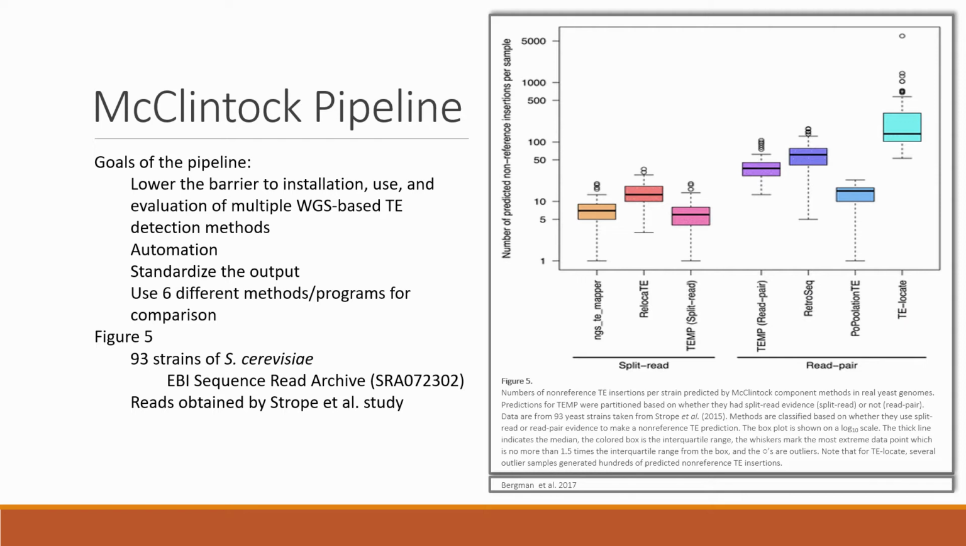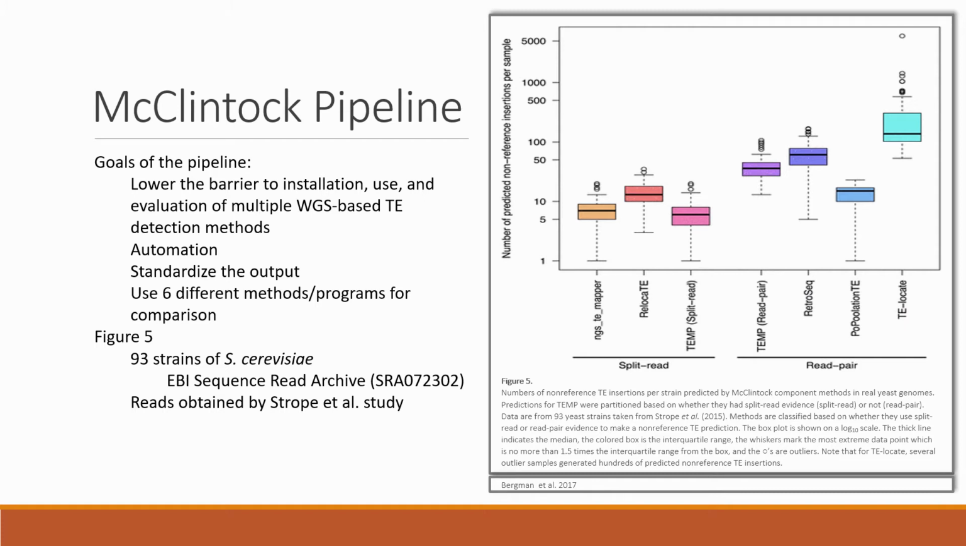The output file format chosen to standardize results for all component methods is a zero-based BED6 format because it allows easy integration with BEDTools and the UCSC genome browser. All things said, the pipeline will automate the use of 6 different programs used for transposable element detection, and it will output a result in a user-friendly manner. From the paper accompanying the pipeline documentation, I have chosen Figure 5 for reproduction. It's a box plot representing 93 strains of yeast run through the pipeline. The x-axis represents the programs and the y-axis represents the numbers of non-reference transposable element insertions per strain, and this is predicted by the McClintock component methods in real yeast genomes.